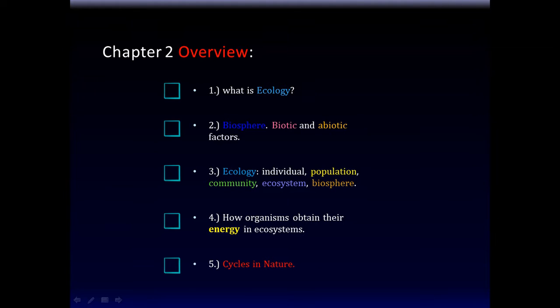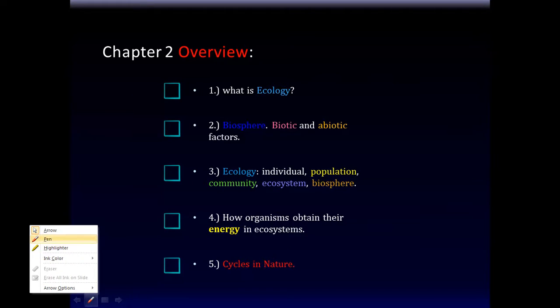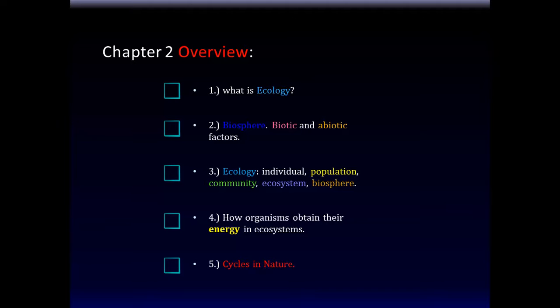So far, as you recall, we have defined what ecology is, which is basically a study of living things in the environment and how they interact with other living things. We talked about what a biosphere is and what biotic and abiotic factors in the environment mean. We looked at how ecologists study living things at different levels.